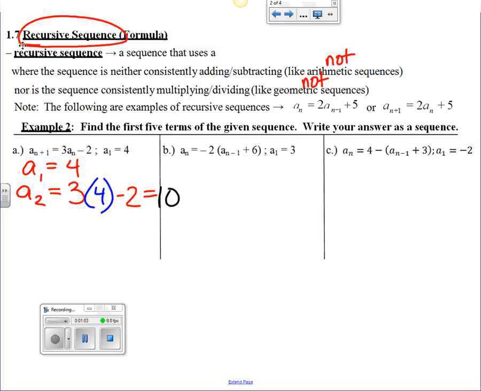To get A3, and we're finding the first 5 terms, A3 equals 3. That comes from the formula. And then in this A spot, you're going to put in the number we got last. What's the last number we just got? 10. Very good. And then minus 2. What's 3 times 10 minus 2? 28. It's the number you got last. It's a cycle.